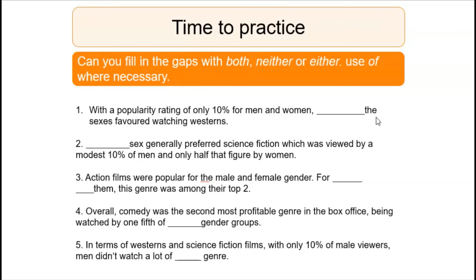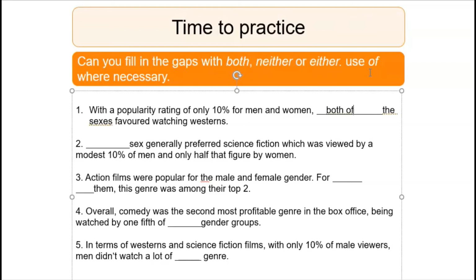Okay, so 10% for men and women. So both, right? And here we have the sexes. So we need also to use of, right? So both of the sexes favored watching westerns. Okay, so do the same for 2, 3, 4, and 5. Remember both, neither, or either, and use of where necessary. Pause the video and we'll check together in 3 minutes. Okay?